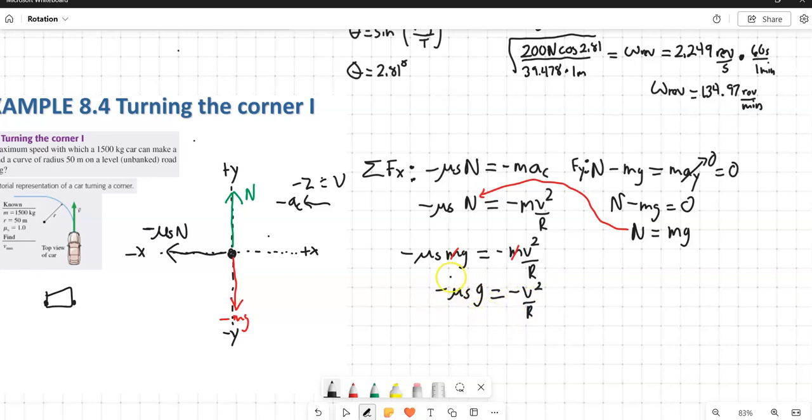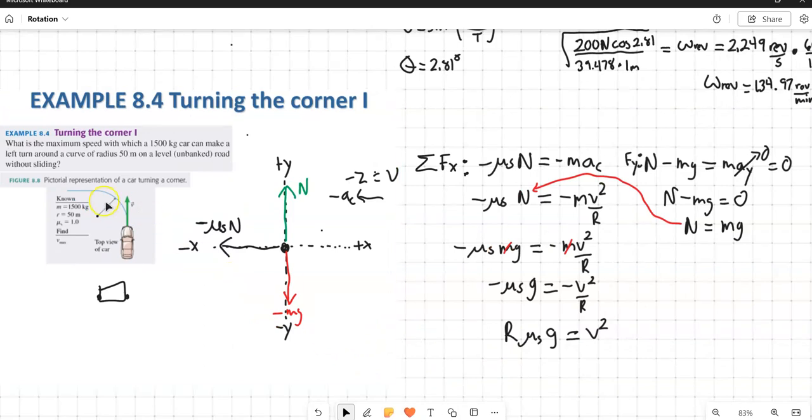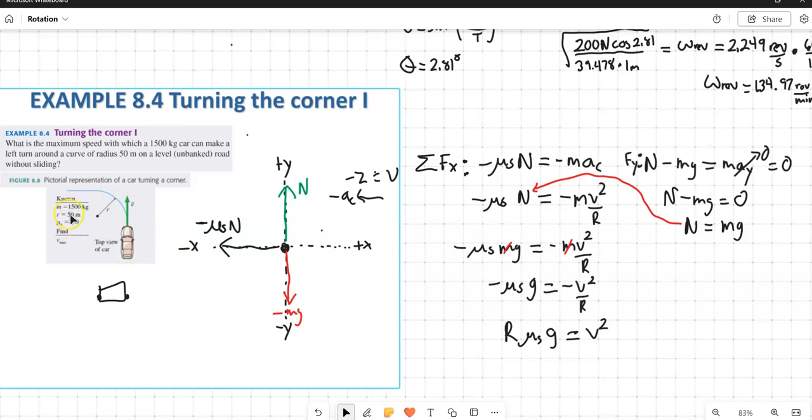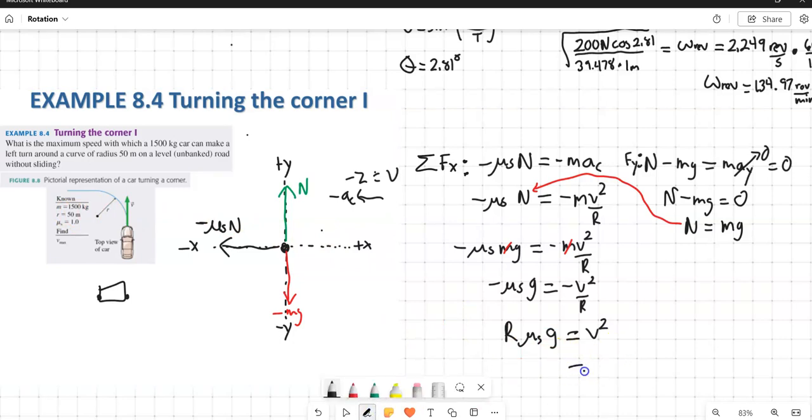Multiplying both sides, we're going to get rid of that negative and multiply both sides by r. R times mu s times g equals v squared. Now, in the problem, I don't recall them saying this, but I could see here in the notes that mu sub s is equal to 1 and that the radius is 50 meters. So when we solve for v, we're going to take that radius of 50 meters, multiply that by 1, and multiply that by 9.8.